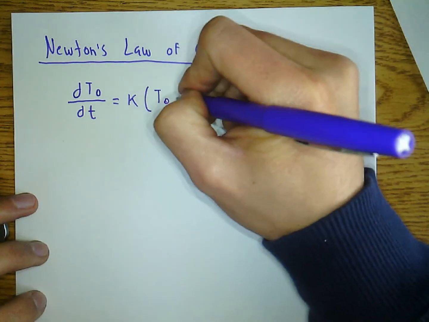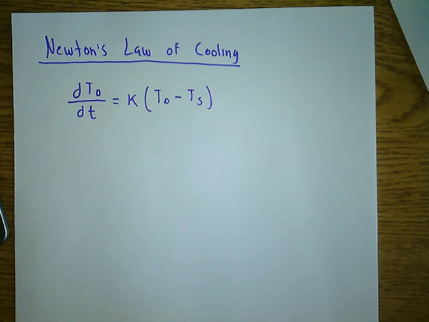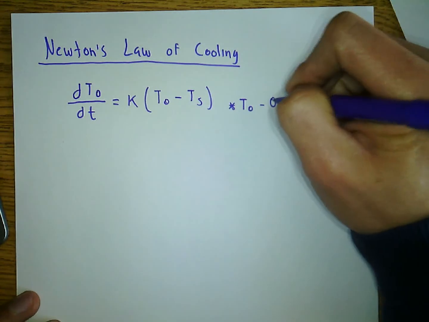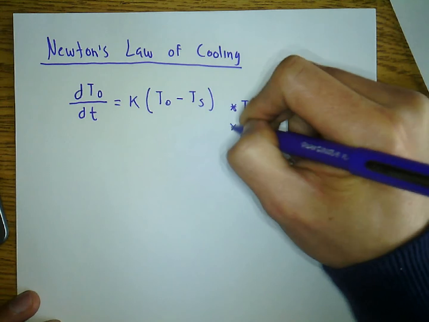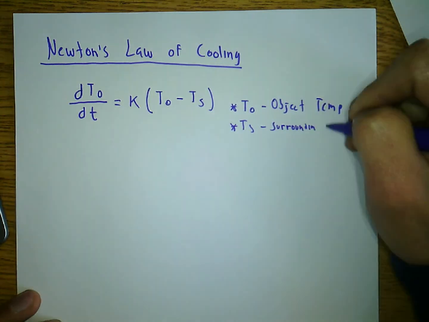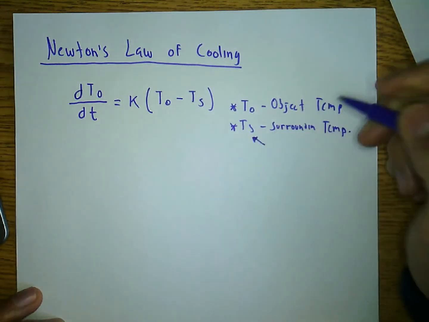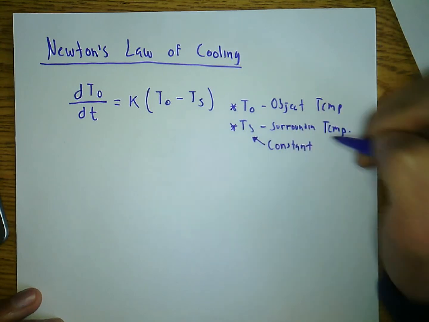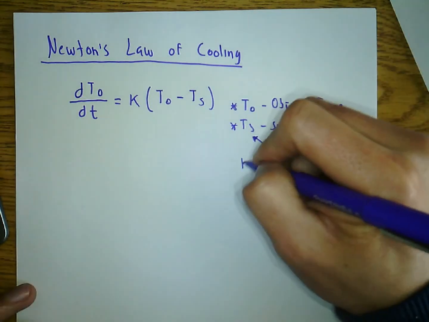Okay, so let's label a few things. T_O is object temperature. T_S is surrounding temperature. Which, by the way, for the simplicity of this class, we're going to maintain constant. So in other words, we're going to have a controlled environment. Okay? And then k is just a constant. And then lowercase t would be time.